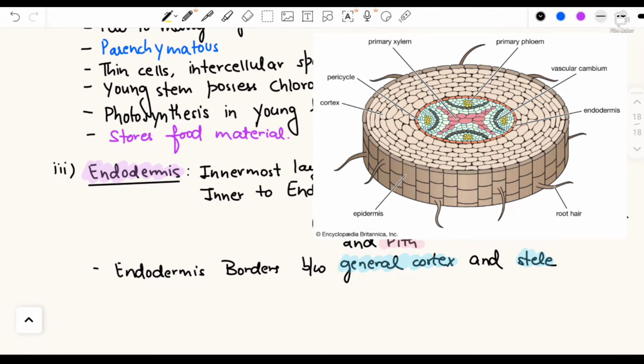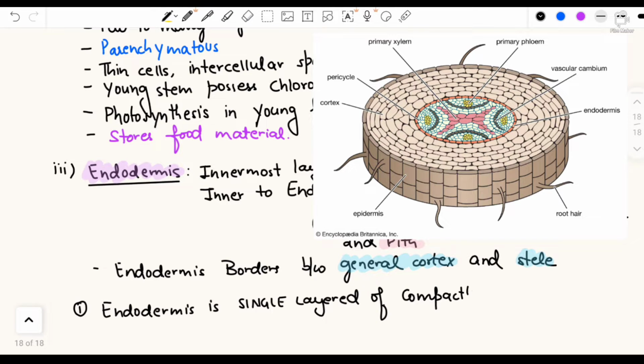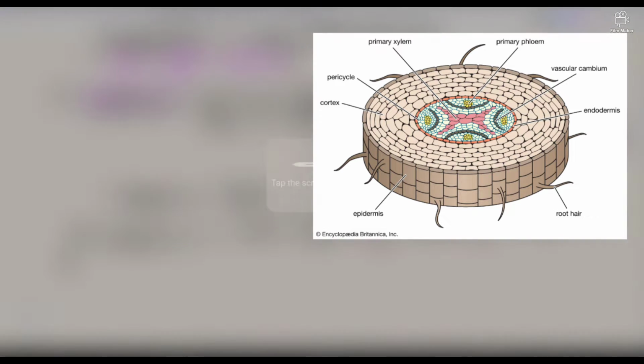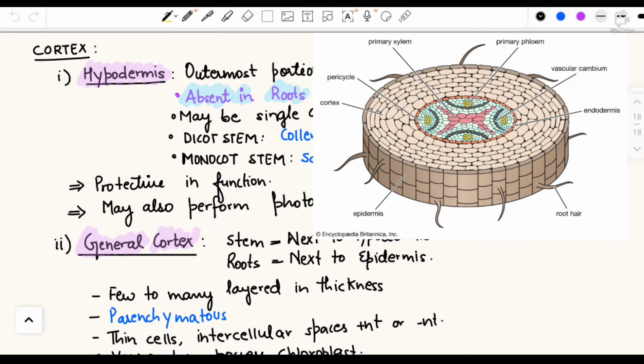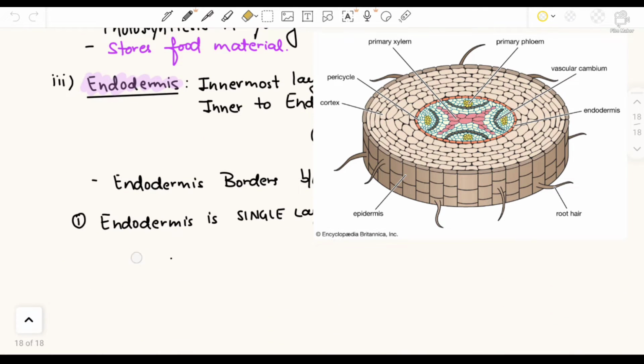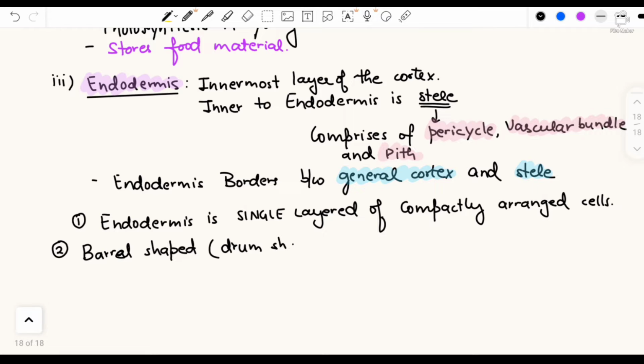What's the characteristic of endodermis? The endodermis is basically a single layered, compactly arranged cells, living cells. Now, what is the shape of these cells? You will find that the shape of the cells is barrel shaped, or we can say drum, or large cylindrical or oval shape. तो इस तरह की शेप्स जो है एंडोडर्मिस के सेल्स की देखने को मिल सकती हैं.